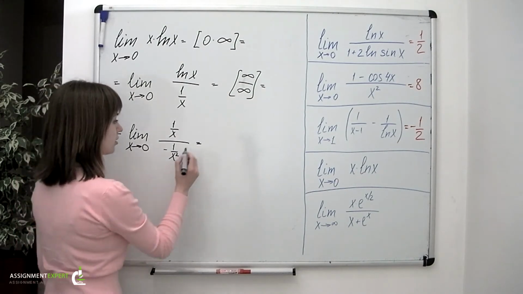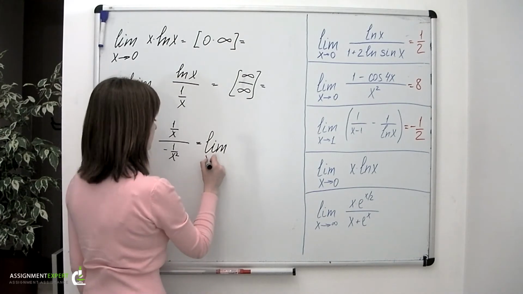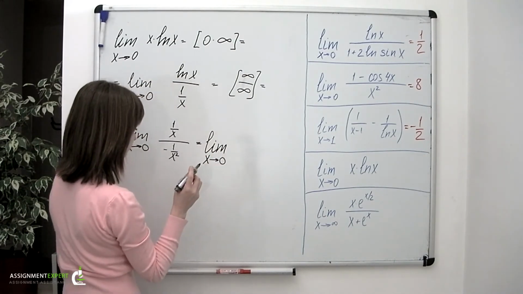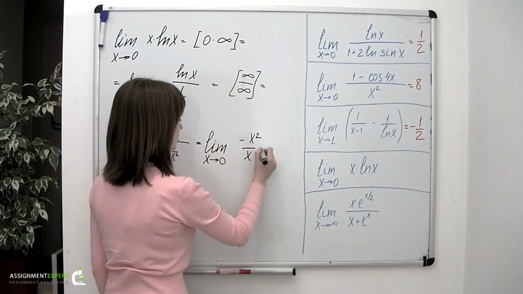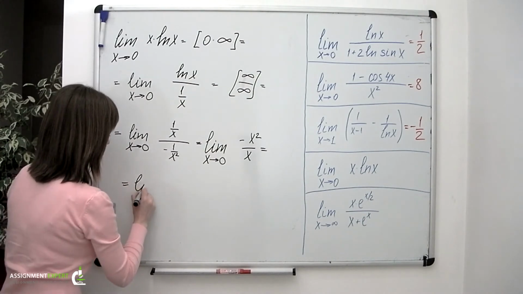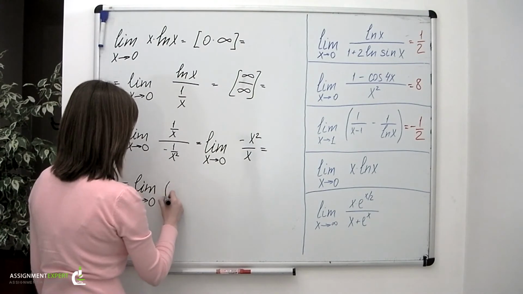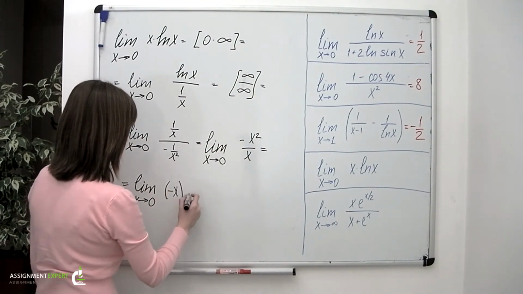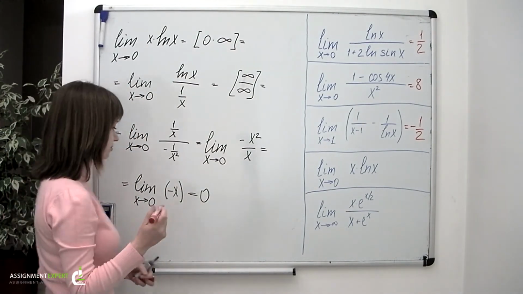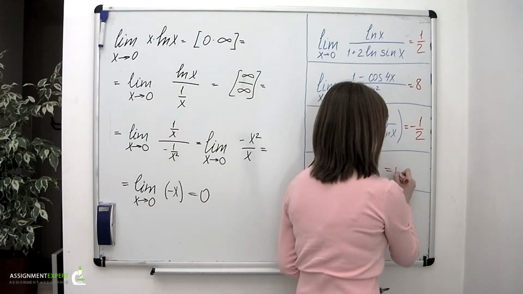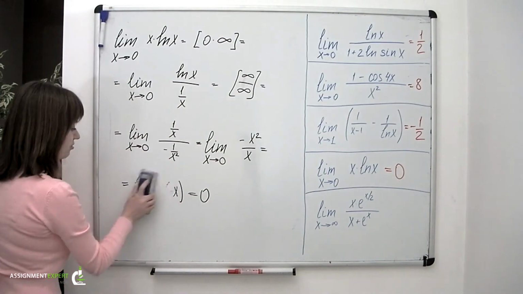Or if we clean it up a little bit, we'll have the limit as x approaches 0 of -x squared over x, which is the same as the limit as x approaches 0 of -x, which equals 0. And this is our answer. So here we have this limit equal to 0, which leaves us with the final one.